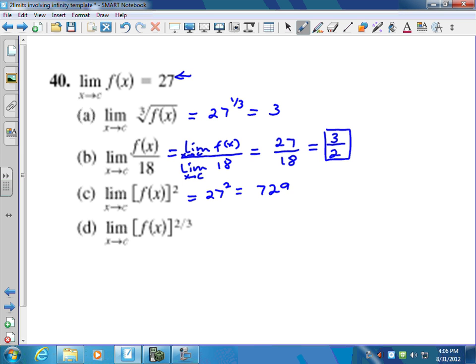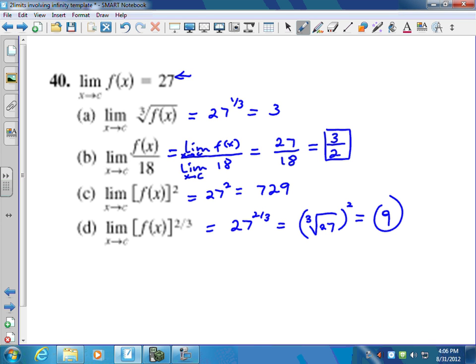Over here, again, it's just going to be 27 squared, which I believe you're going to get 729 for that. And over here, again, the limit of f of x is 27, so this answer will be 27 to the 2/3. And that is a situation like the third root of 27 all together to the second power. And the third root of 27 is 3. 3 to the second is 9. So there we have it.